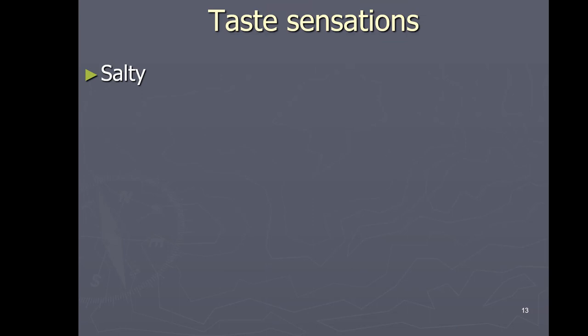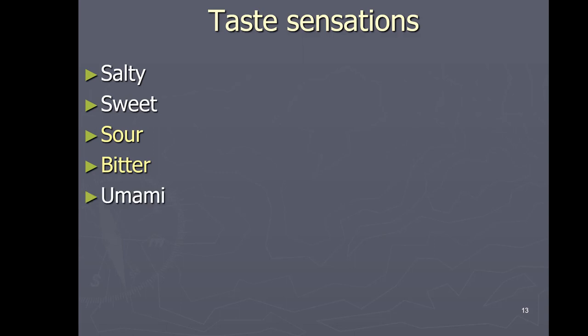All right, so the sensations that you can taste: salty, sweet, sour, bitter, and umami. Umami is the one that most people are not familiar with. It's described as a savory or meaty type flavor. Sometimes it's just described as delicious. So that's the other kind of taste that we don't really hear about that much, but we've all had it at some point, I'm sure.